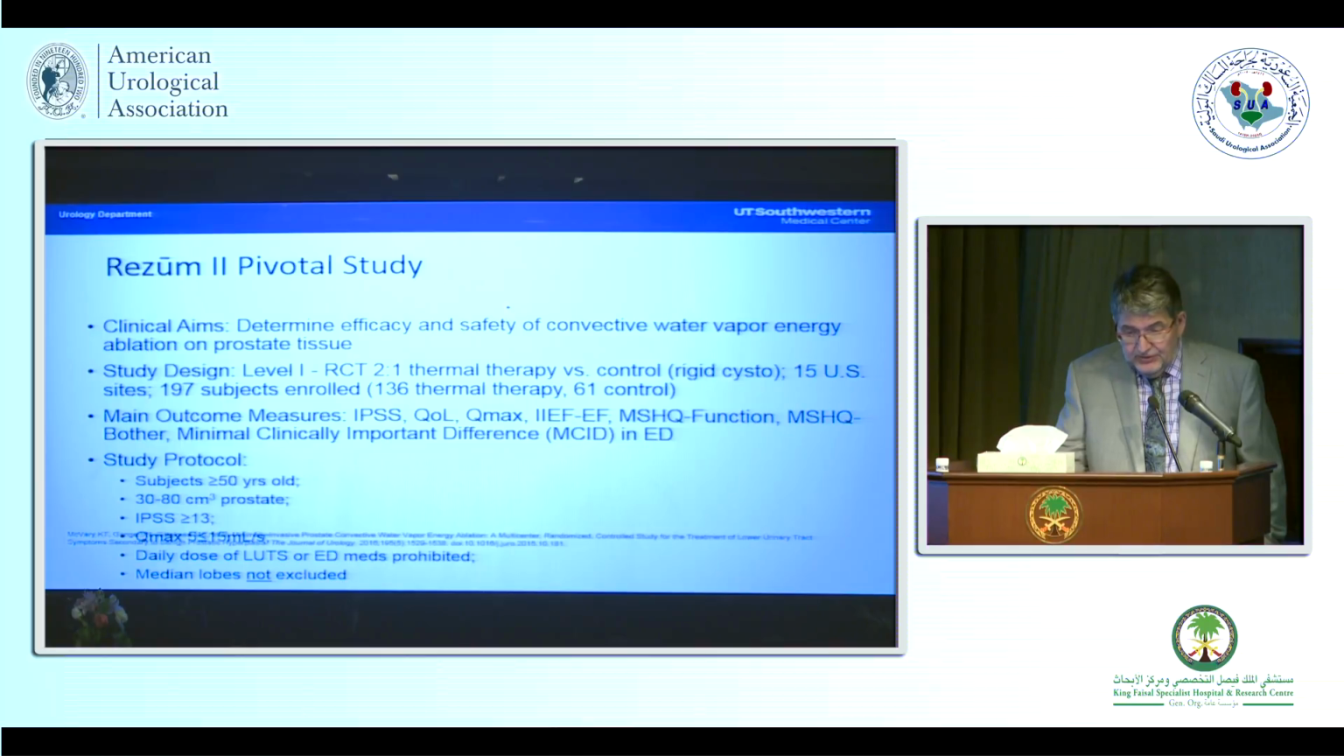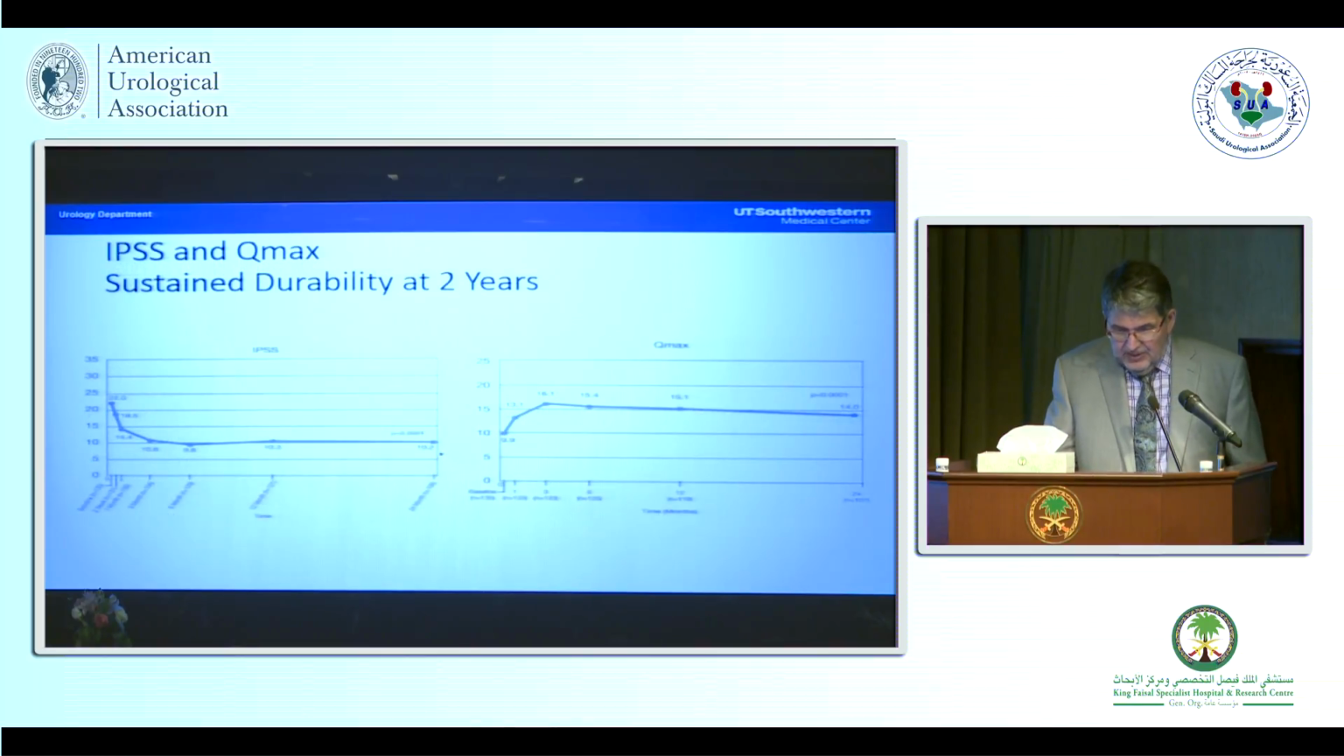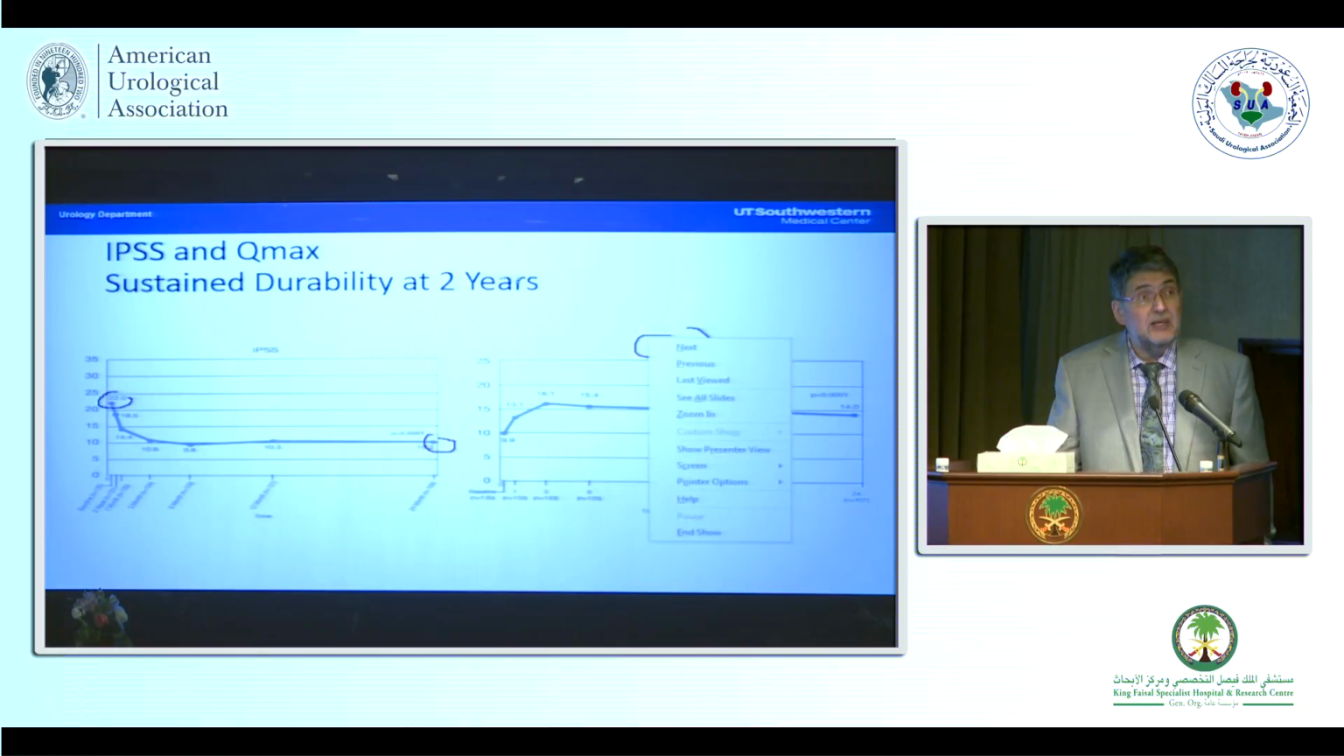200 patients enrolled, and what the trial showed was after 2 years, a substantial improvement in symptom score and a substantial improvement in the peak urinary flow rate, as you see here.